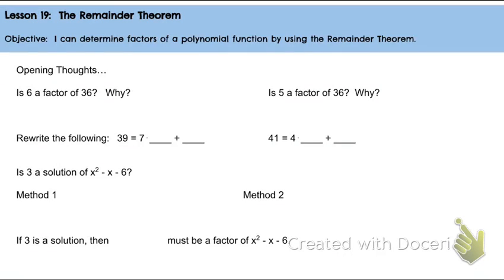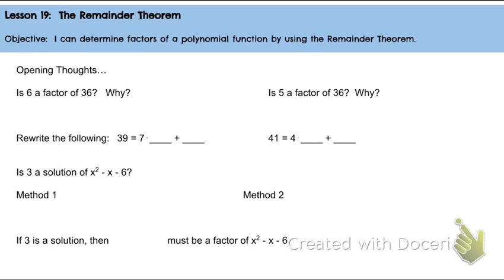Alright, for lesson 19, this is called the Remainder Theorem, and our objective is to be able to determine factors of a polynomial function by using the Remainder Theorem. So we still have to get into what the Remainder Theorem is in the first place. Just some opening thoughts to wake up our brain.